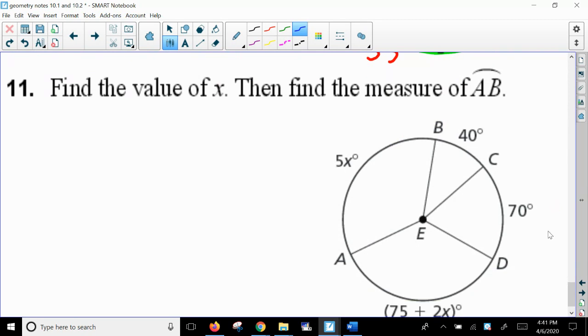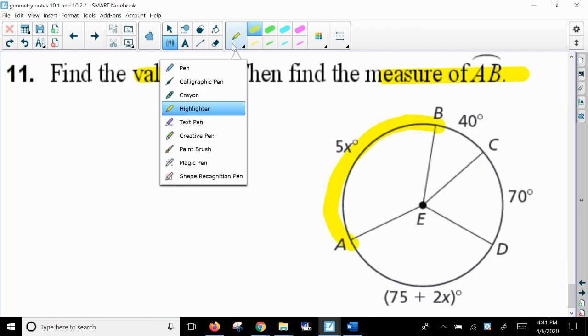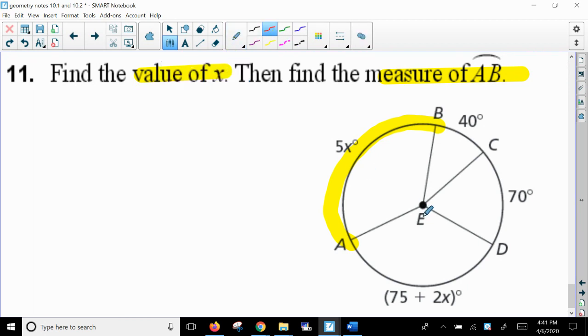Find the value of x and then arc AB. So first we got to solve for x. Then we got to find arc AB. Now, if I look at the diagram, again, pause the video and see if you can find it before I do. Do not get got.